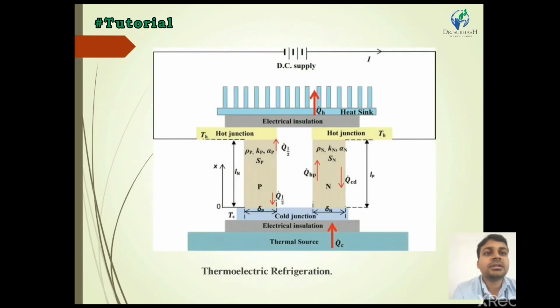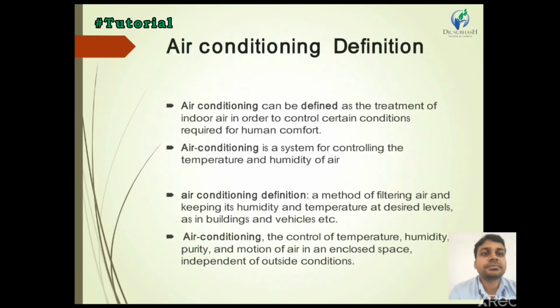Then the next system is the thermoelectric refrigeration system. The thermoelectric refrigeration system works between a hot junction and a cold junction. Thermal insulation and electrical insulation are provided, and it works with an electrical DC supply. One part is cold and the other part is hot.